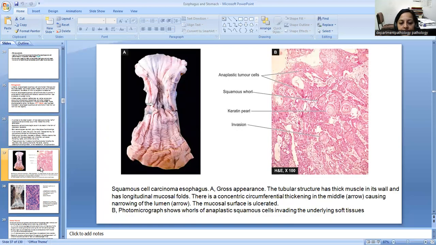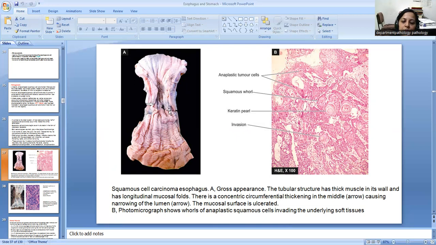So here we can see the squamous cell carcinoma of the esophagus. A shows the gross appearance. The tubular structure has thick muscle in its wall and has longitudinal mucosal folds. There is a concentric circumferential thickening in the middle, at this arrow, which is causing narrowing of the lumen. So here we can see that the lumen is constricted. Okay, the mucosal surface is also ulcerated, as you can see.